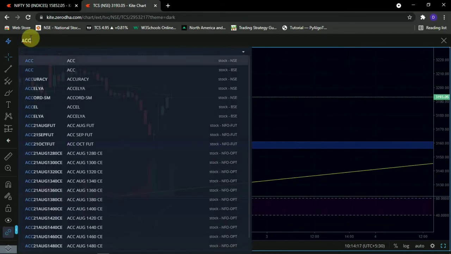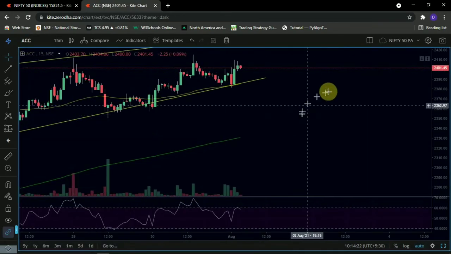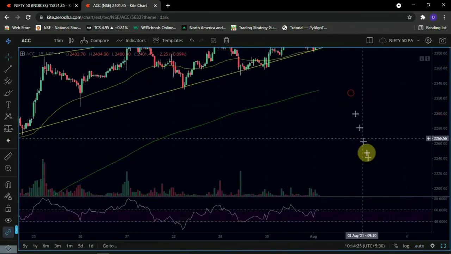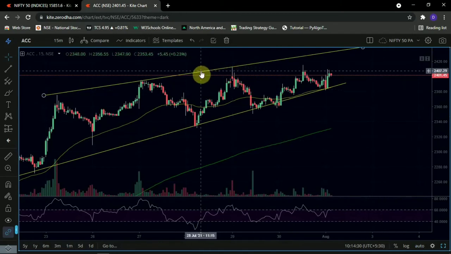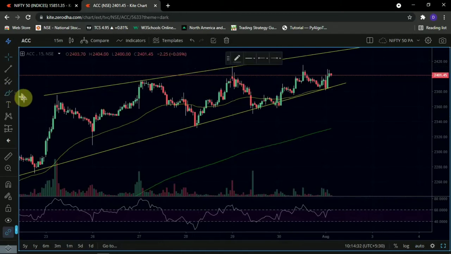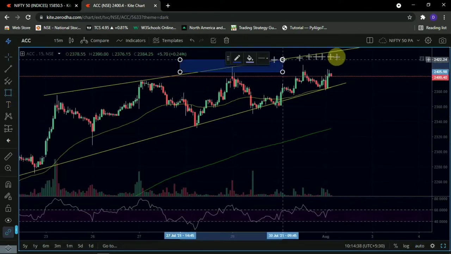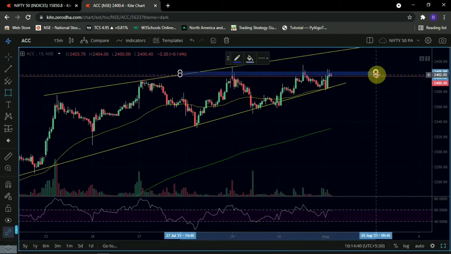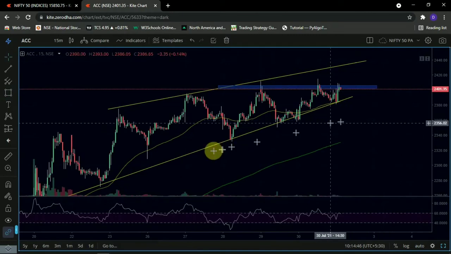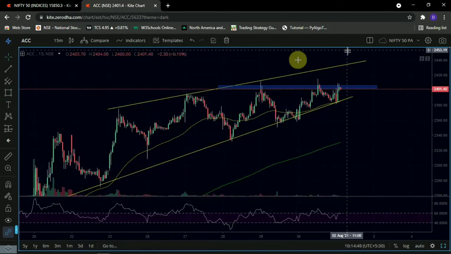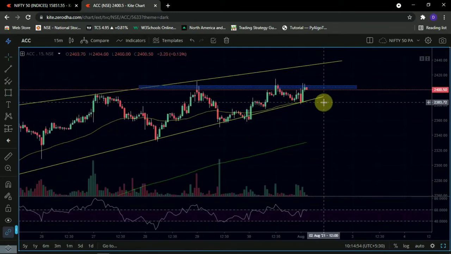The second one is ACC. If you see ACC properly, you can see this is a wedge pattern. It is a rising wedge, and this is the supply zone. Here also, this is a supply zone in this range. You can draw two trend lines. This was the first big movement, and there is a smaller trend line. This is the supply zone.